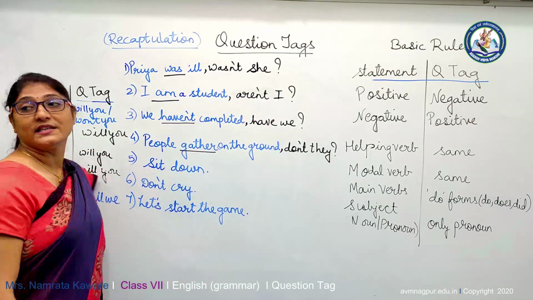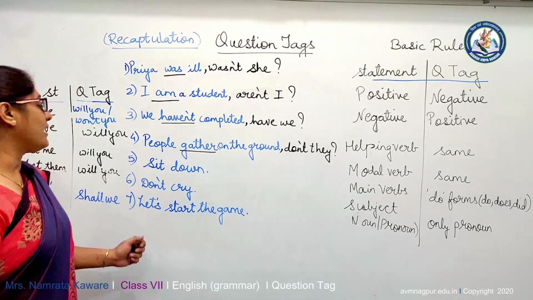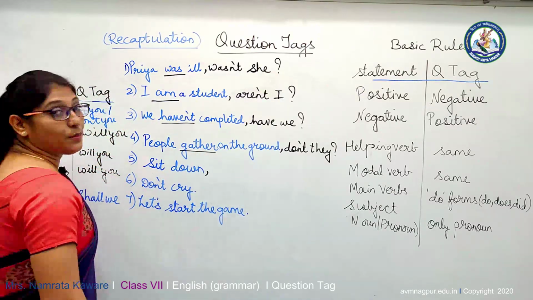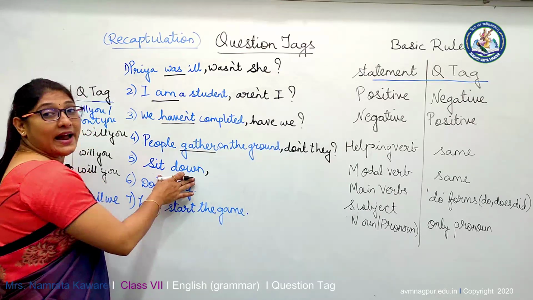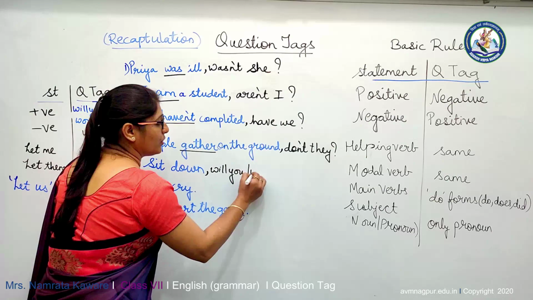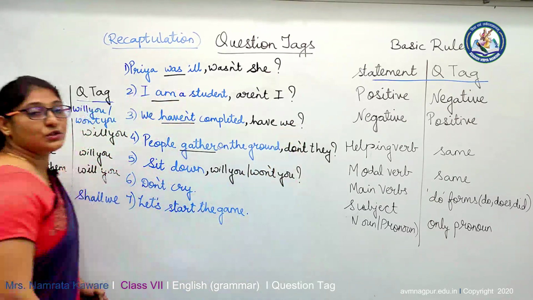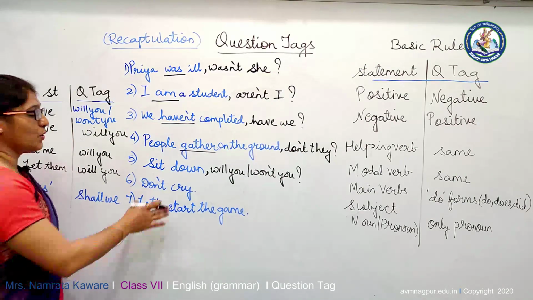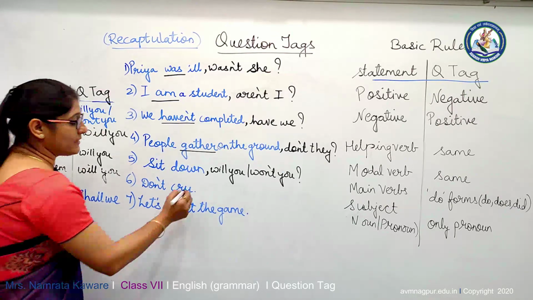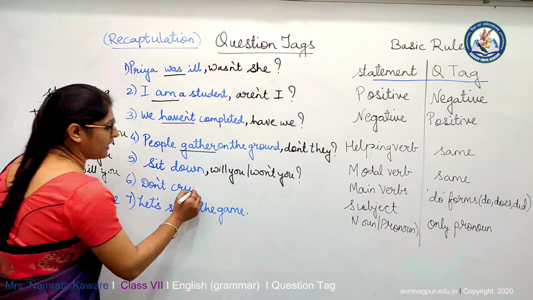Sit down. It is an imperative sentence where the subject is supposed to be understood as you. Sit down. Replace the full stop with a comma. Here we can add a question tag like will you or won't you. Both are correct. It is your choice to put the question tag here. Don't cry. It is a command. It is an imperative sentence and a negative imperative sentence. So according to the rule, the question tag will be will you.